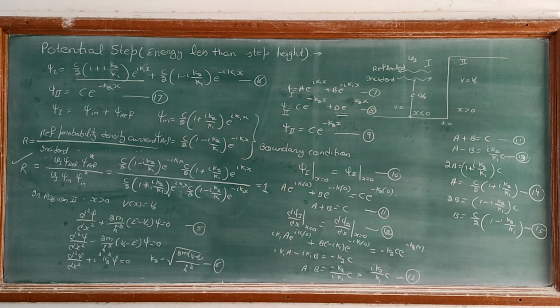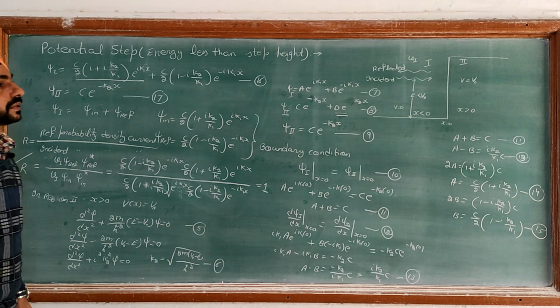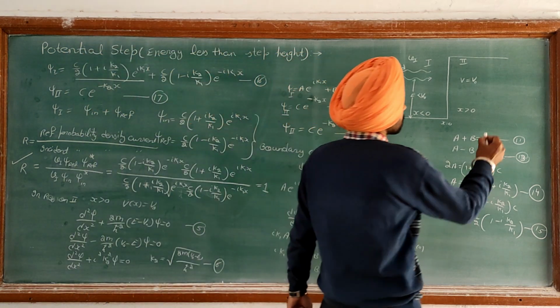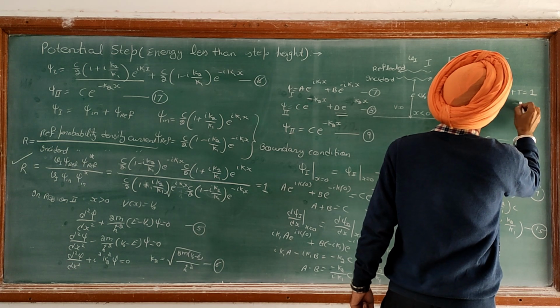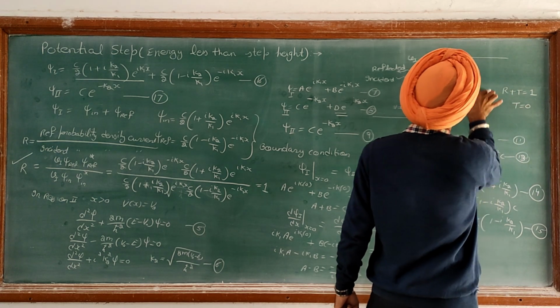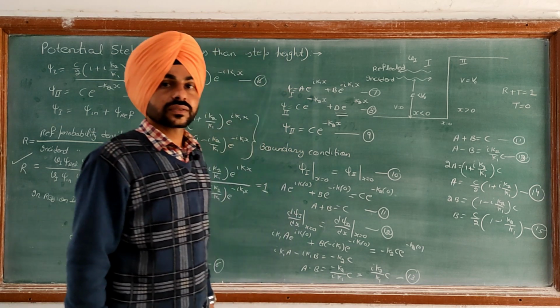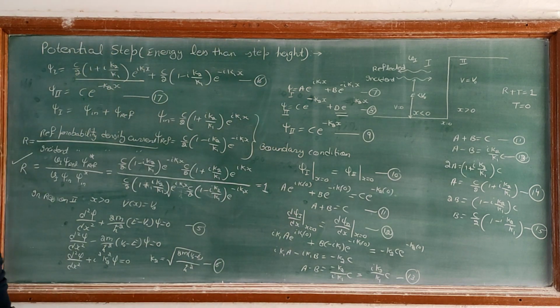That means we find that the incident wave is totally reflected, and this is the same as predicted in the classical viewpoint. Thus in region 2, that means x greater than 0, the transmission coefficient vanishes, because reflection plus transmission coefficient, R plus T, equals 1. Since R equals 1, therefore T equals 0. That means transmission of the particle in region 2 vanishes.